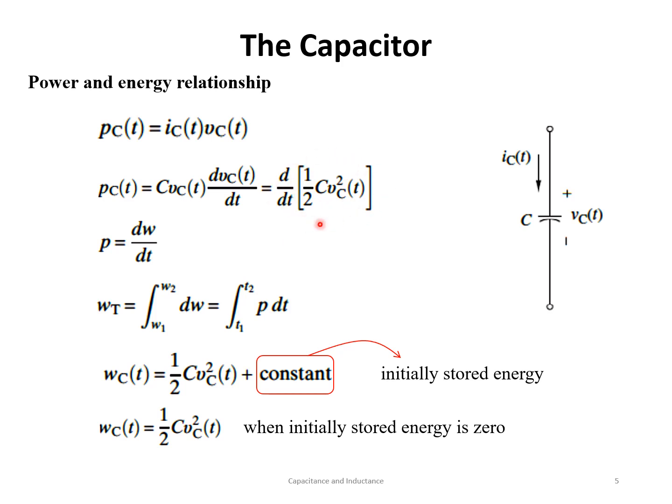So if we integrate this, the integration and d by dt will be cancelled, and we will have 1 by 2 C v square plus a constant. And this constant, due to the integration, is related to the energy stored in the capacitor. When the initial energy stored in a capacitor is 0, we have simply 1 by 2 C v square, v being the voltage across C. Energy stored in the capacitor, wC, is half C v square. We also call it quickly half C v square.